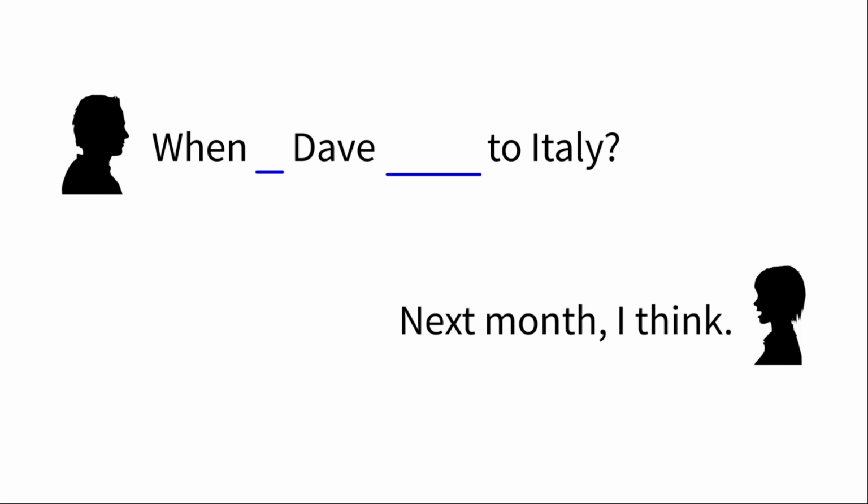When Dave to Italy? Now we know that when we ask a question with when, it must be in the future or in the past. Well, is this future or past? I can see from the answer that it must be future because we've got next month, I think. Therefore, when is Dave going to Italy?